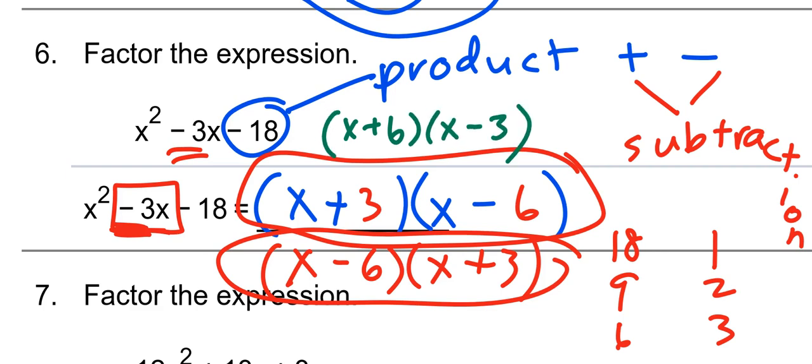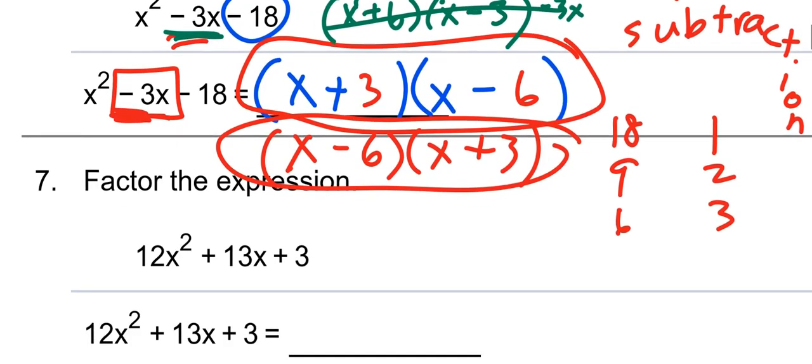Here's why. Because when you do the insides and the outsides, you don't get a negative 3x. You end up with a positive 3x. Right? 6x and a minus 3x does not give you what you're looking for. So that's actually not the correct answer. So while I'm okay with you switching the factors, I'm not okay with you switching the signs.